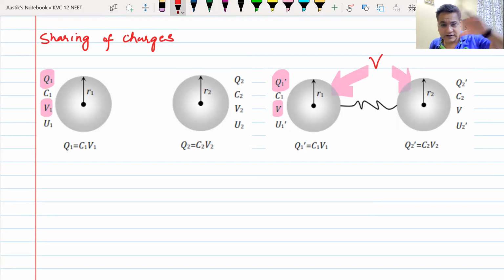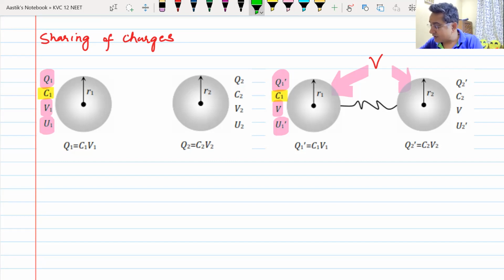When you connect two conductors, as we have written in the notes, they will come to the same potential V. The energy of the conductor will change. In the first case, the energy is U1. In the second case, the energy is U1 dash. But one thing remains the same: capacitance C1. Capacitance still remains C1.